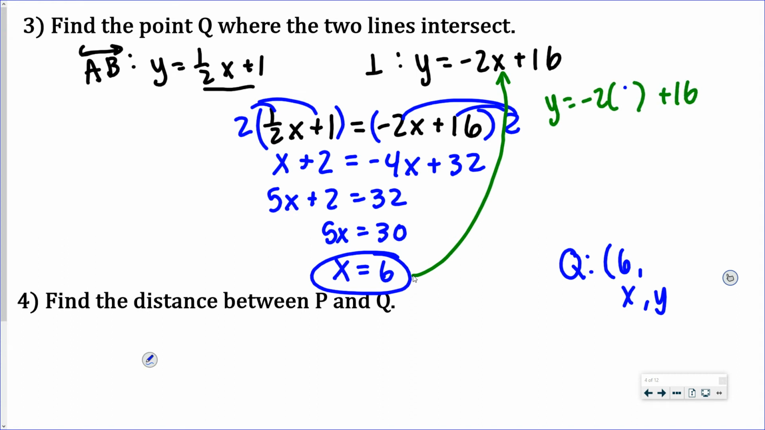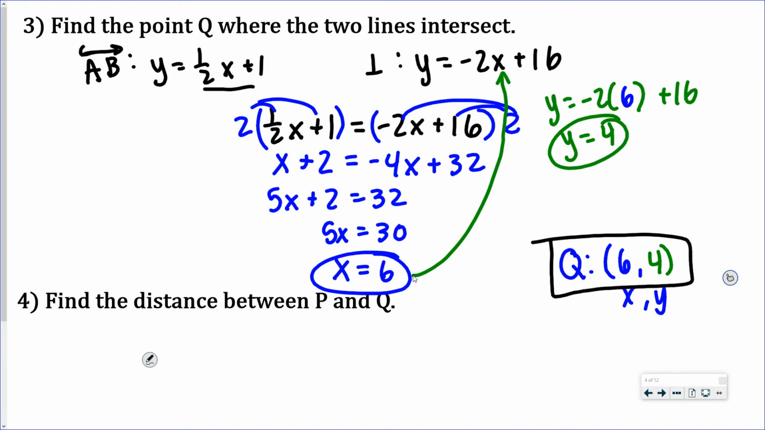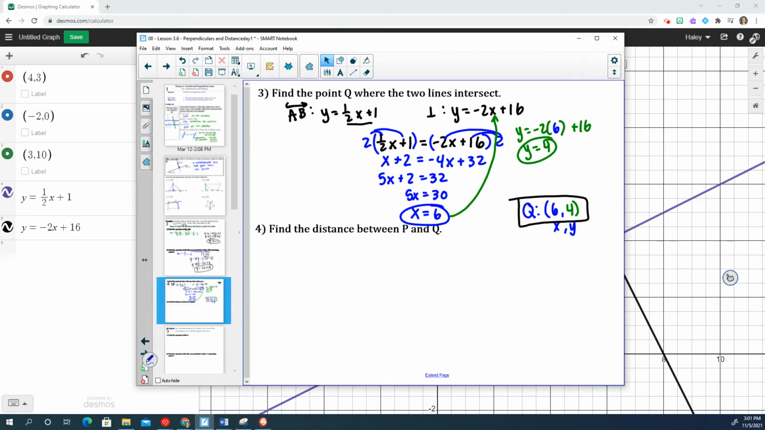So when x is 6, I'm just going to use this one because it doesn't have fractions. Y is -12 plus 16. Y is 4. So I algebraically found that that point where those two lines intersected was 6, 4. I'll come back to this in a second. Let's look at Desmos. Let's see if that makes sense.